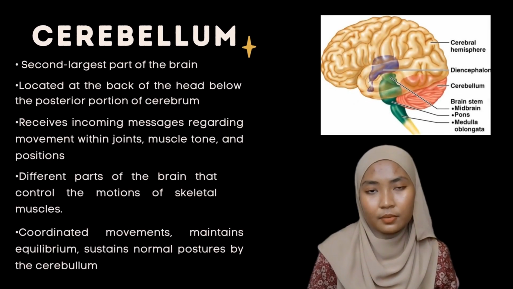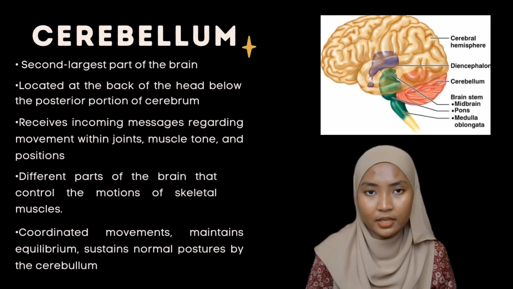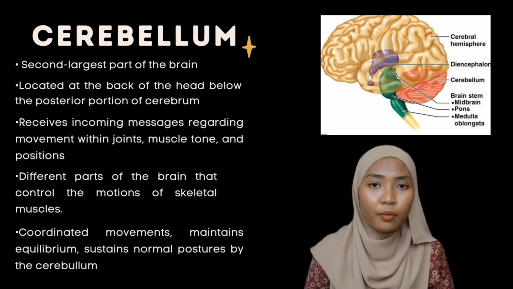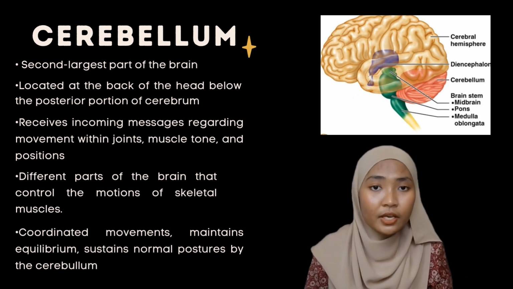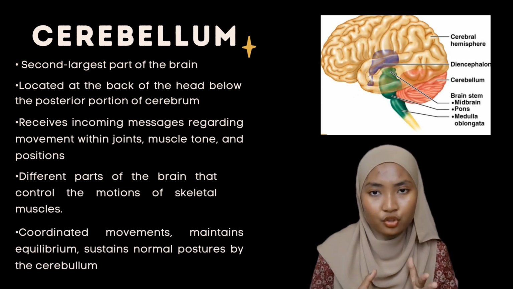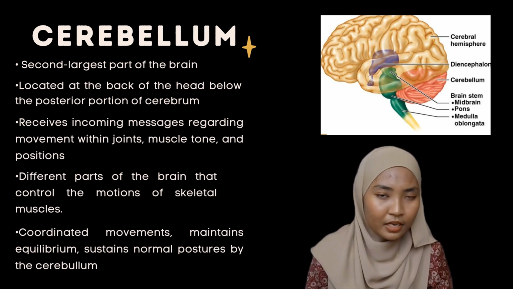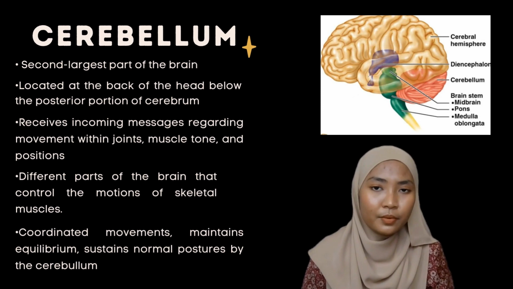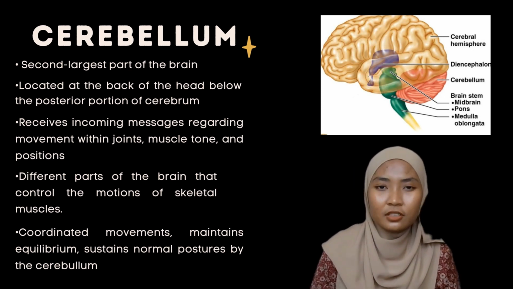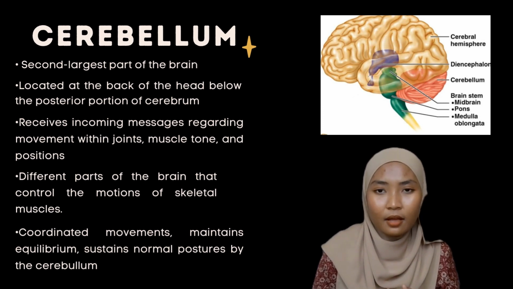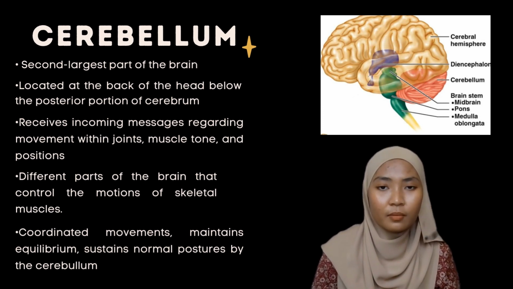Cerebellum. The cerebellum is the second largest part of the brain. It's located at the back of the head below the posterior portion of the cerebrum. The function of the cerebellum is to receive incoming messages regarding the movement between the joints, muscle tone, and the position. The messages are relayed to the different parts of the brain that control the motion of the skeletal muscle. Its general function is to produce coordinated movement, maintain equilibrium, and sustain the normal position.